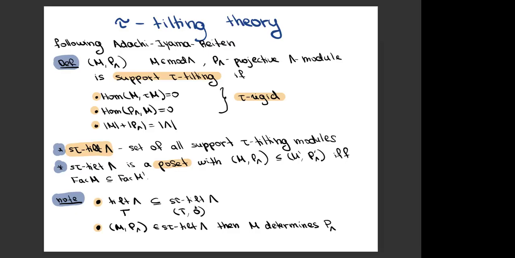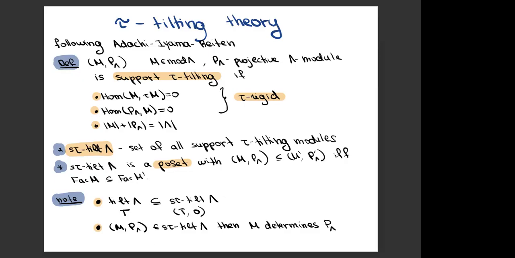So both conditions are needed here, and so a tilting module is automatically a support tau tilting module or object. And this also preserves the order on the poset. So the tilting poset is a subposet of the support tau tilting poset. This is really a key idea here. It emphasizes the fact that support tau tilting theory is a generalization of tilting theory, because tilting modules are always support tau tilting.